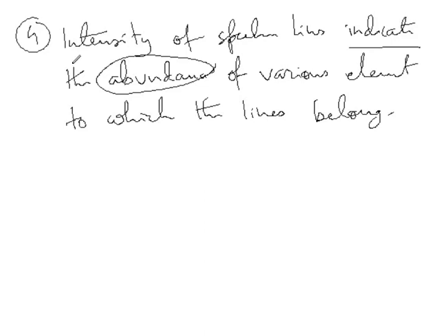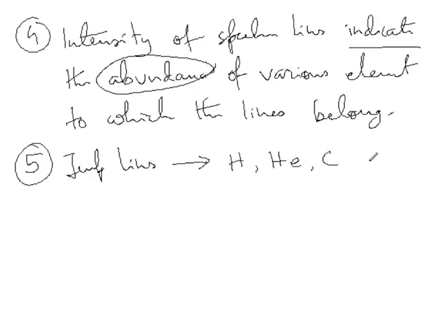Now, let me talk about the fifth one. What important lines are there? Of course, this is important. The most important lines in the stellar spectrum are due to hydrogen, helium, carbon, oxygen. Not only that, but also both neutral and ionized metal atoms as well.